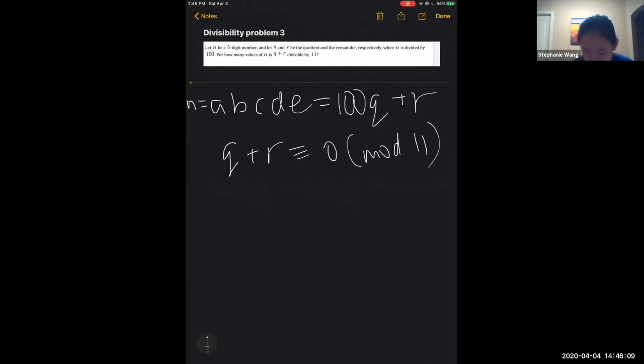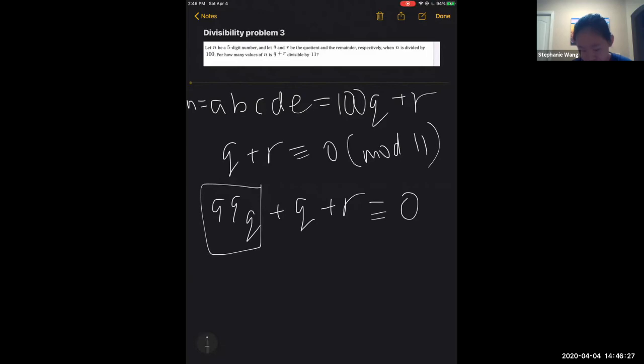All right, let's look at this right here. We can go ahead and add 99Q to get 99Q plus Q plus R, and this would still be congruent to 0 mod 11. Why? Because 99 is congruent to 0 mod 11, and 99Q is going to be congruent to 0 mod 11, which means that adding 99Q is essentially just adding 0.